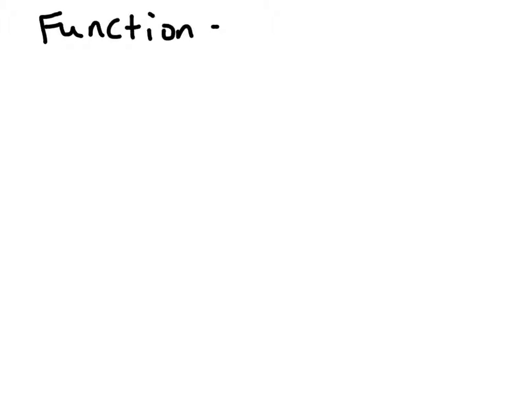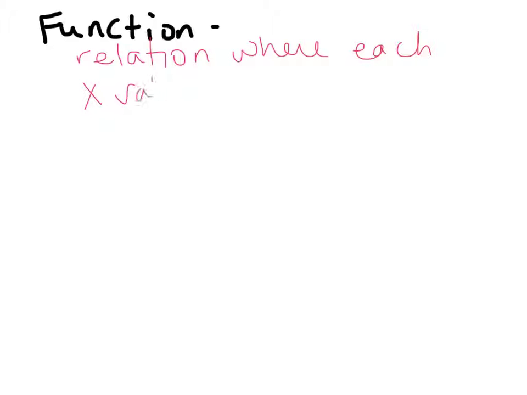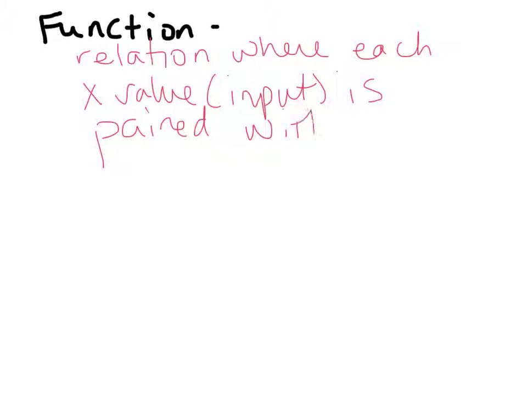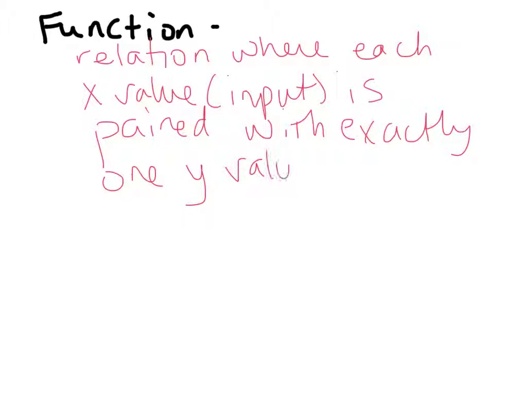Okay, a function we've talked about before is a relation. Remember, a relation is just a set of ordered pairs. So it is a relation where each x value, or the input, is paired with exactly one y value, or the output.